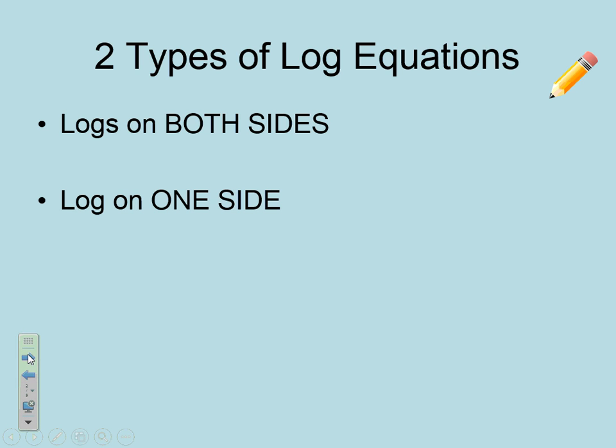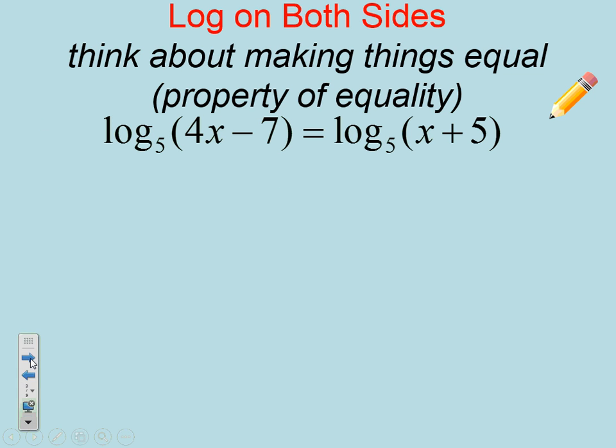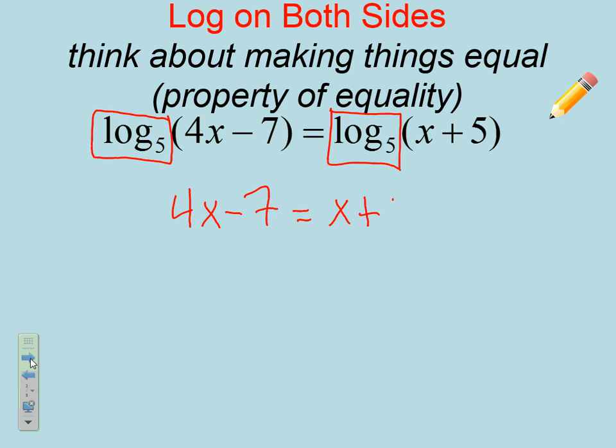There are two types of log equations, very similar to what we've already done. You can have logs on both sides, or you can just have a log on one side. Now, this is your example of what things are going to look like if you have logs on both sides. We're going to be making things equal. If our log and our base are the same, then we can set these equal to each other. So we're going to say 4x minus 7 equals x plus 5.